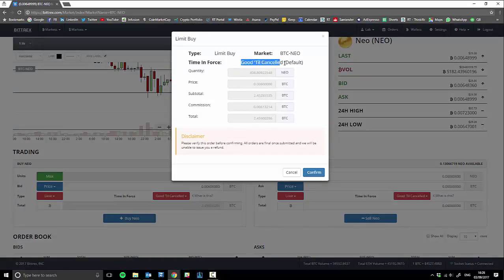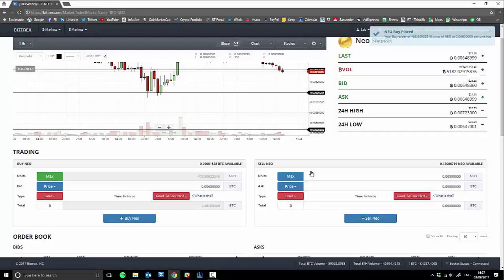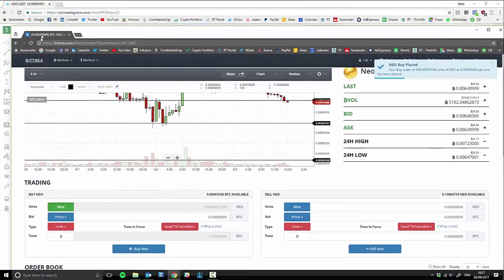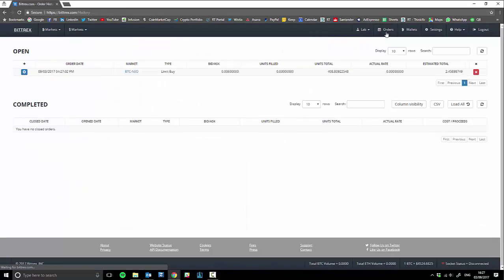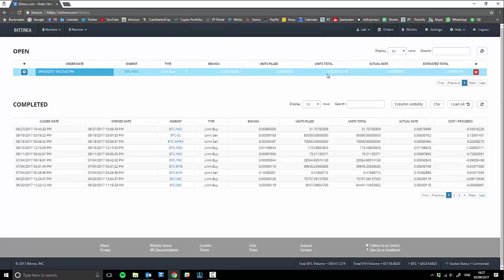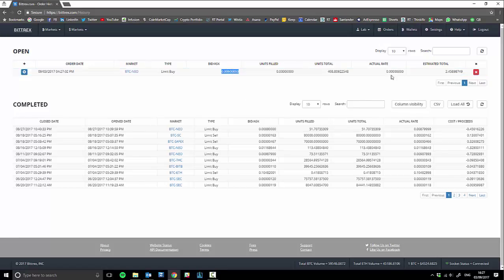Good till cancelled means this order is going to stay there until I either remove it or the market hits it and fills it. So let's give it a few seconds, it'll take a couple of seconds. There we go. If we look in the orders now, there we go. It's just going to be sat there. It's going to buy my 408 NEO at this price. We'll end up seeing what we get another time.